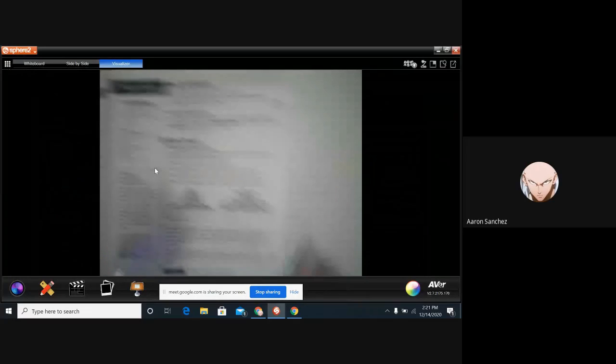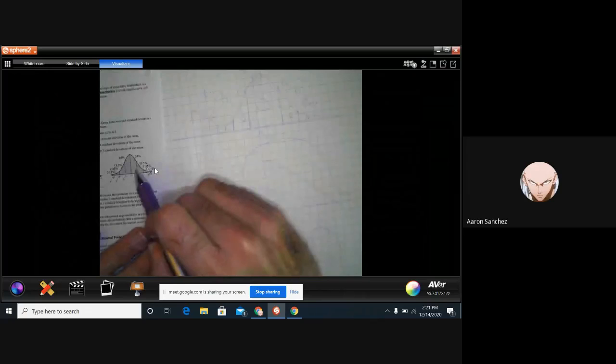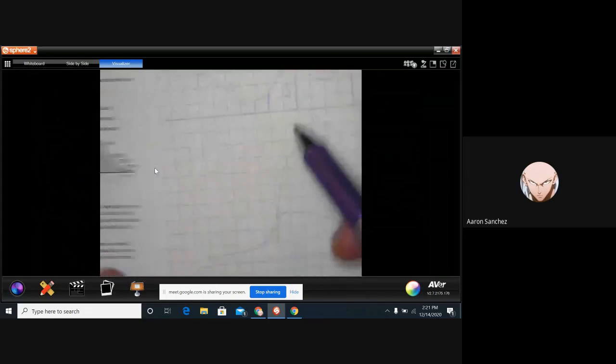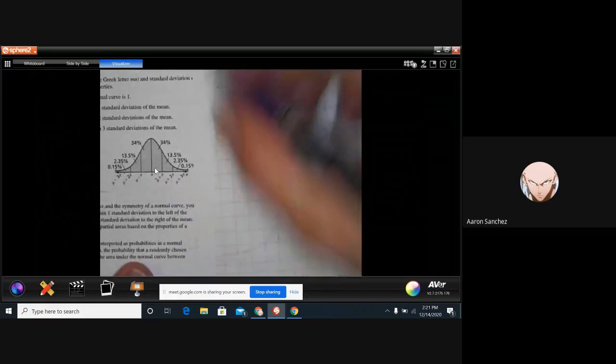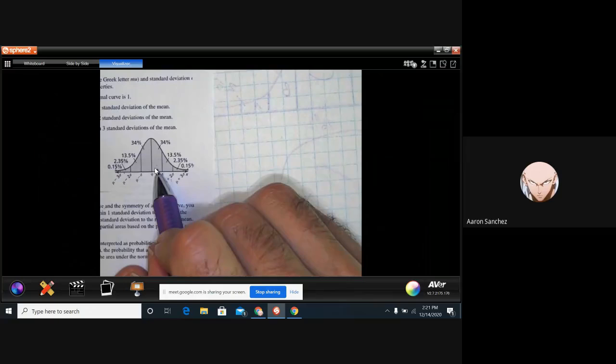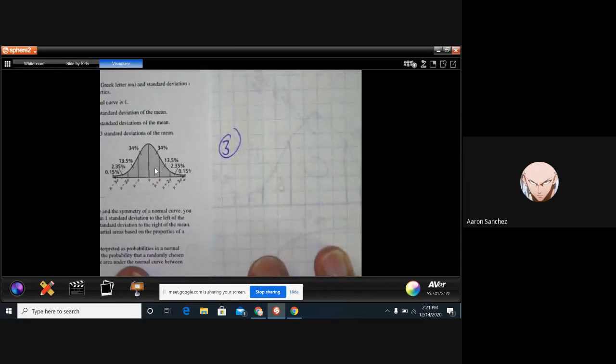I have mine on paper. You guys look at yours. You have your curve there? So 4 standard deviations. Let me zoom it in. So that means I am going to add this number 3. 4 standard deviations. That's 34. There's 1 standard deviation there. So I got, guess what?